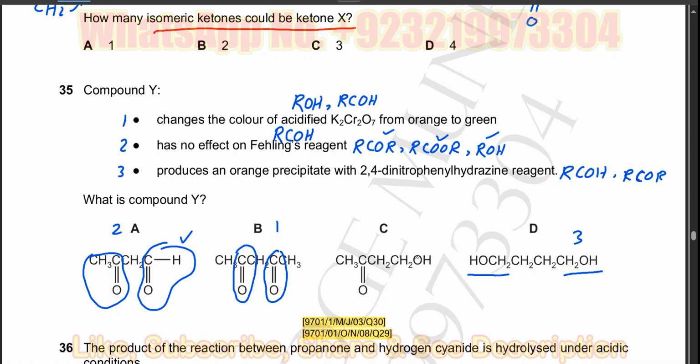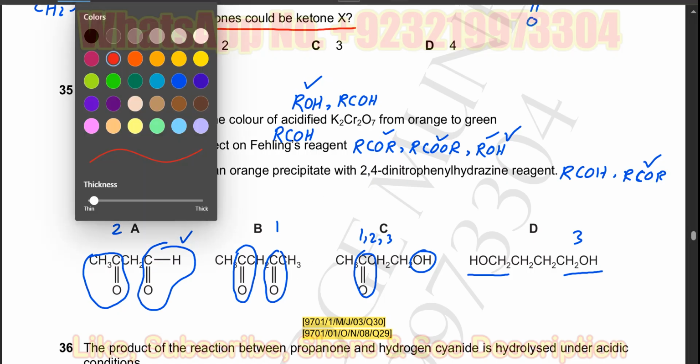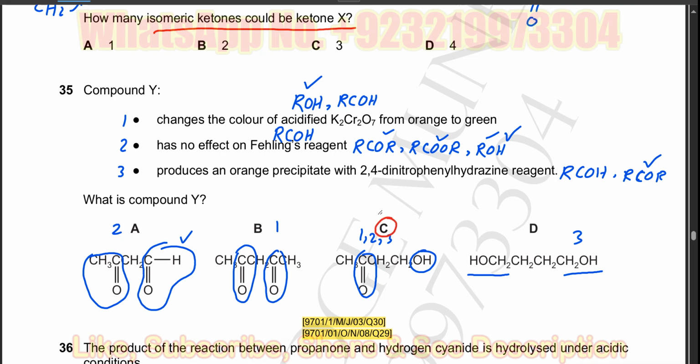But option C has alcohol and a ketone group, so we can say that alcohol is present for point number 1, alcohol is present for point number 2, as well as the ketone is also present here, and in point number 3 the ketone is present, which means all the 3 points are applicable on the C part. All 1, 2 and 3 are applicable on compound C, or option C is the right one.